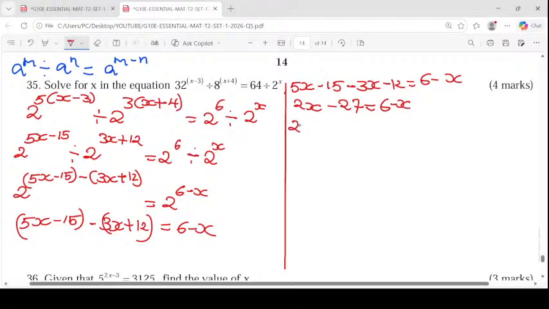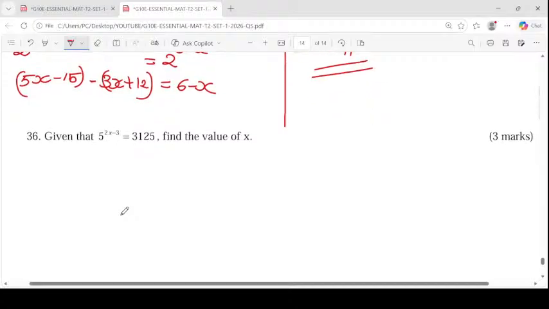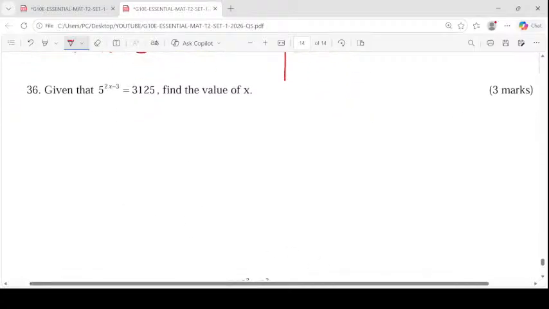Again, this becomes now 2x plus x is equals to 6 plus 27. This is 3x is equal to 33. If 3x is equals to 33, then x becomes equivalent to 11. Our x now becomes equivalent to 11. You need to follow the rules of indices. Let us look at the next question. That is question number 36.